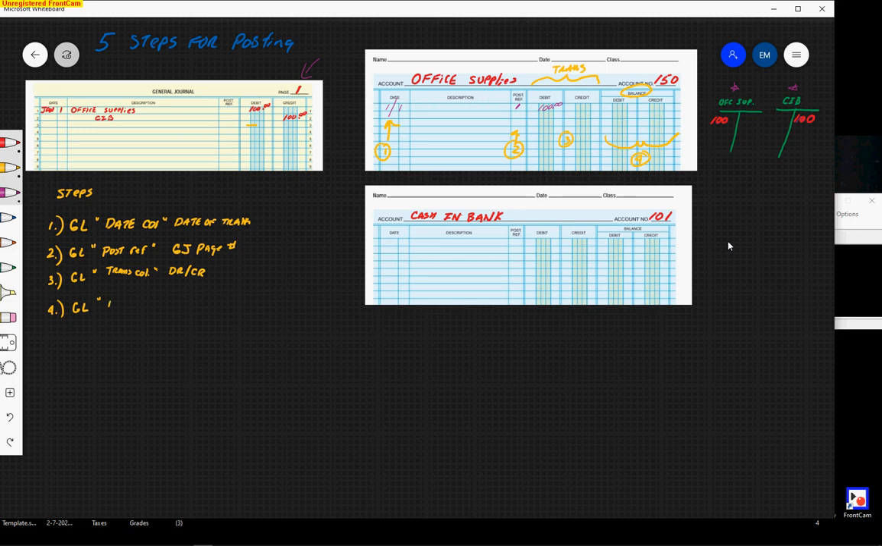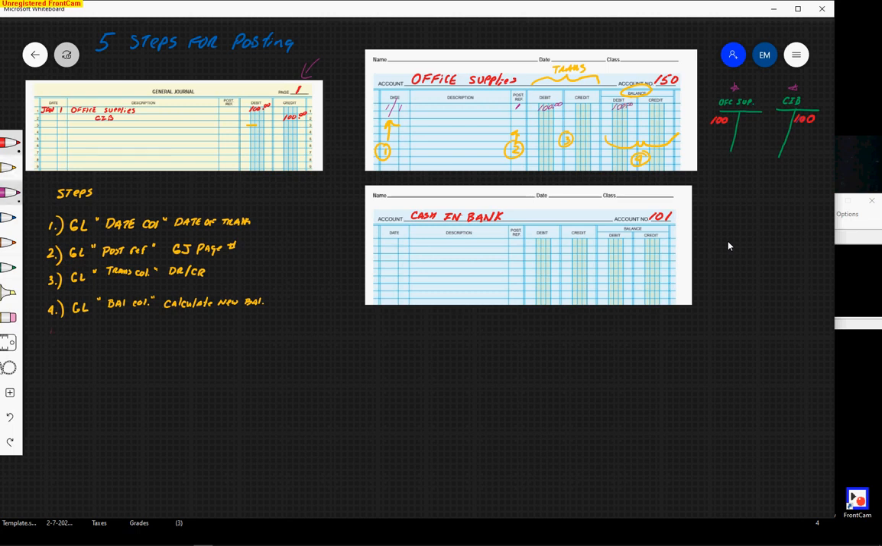So what form? General ledger. Where on the form? Balance column. What do you do there? Calculate new balance. In that case, there's no balance to speak of, so we have a $100 balance.